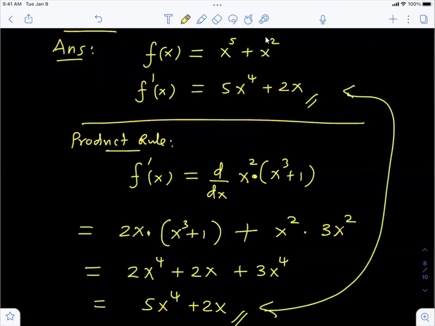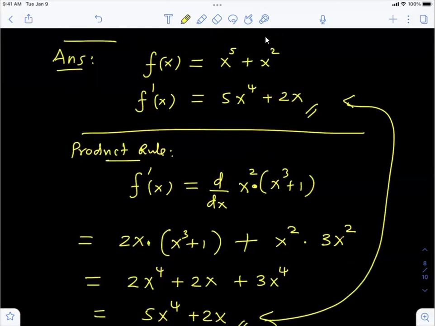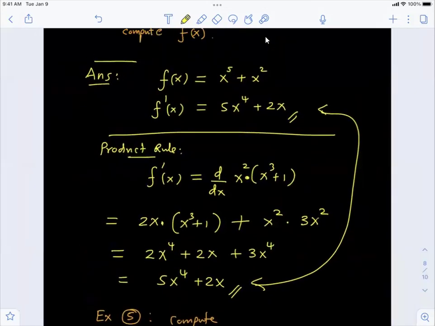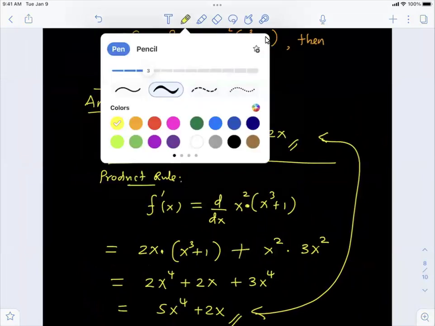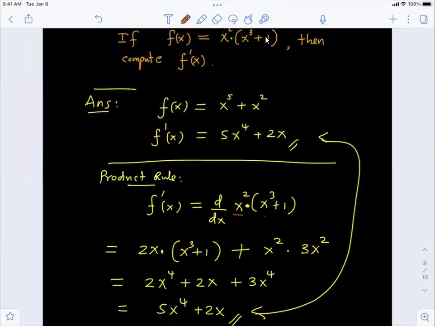But let me emphasize one important aspect behind this. When you need to take the product of two different functions multiplied with each other, it is not the derivative of each component multiplied with them. So do not mistake it with this. The product rule is not that simple, like taking the derivative of the first part, taking the derivative of the second part, and then multiplying them together. No, it is not like that.